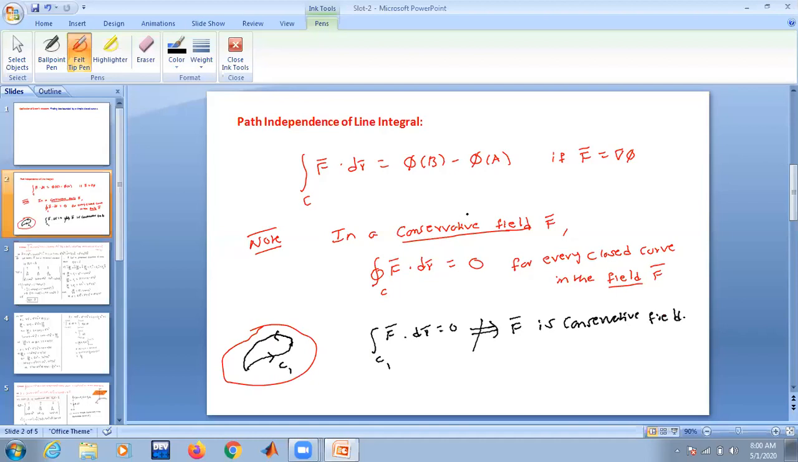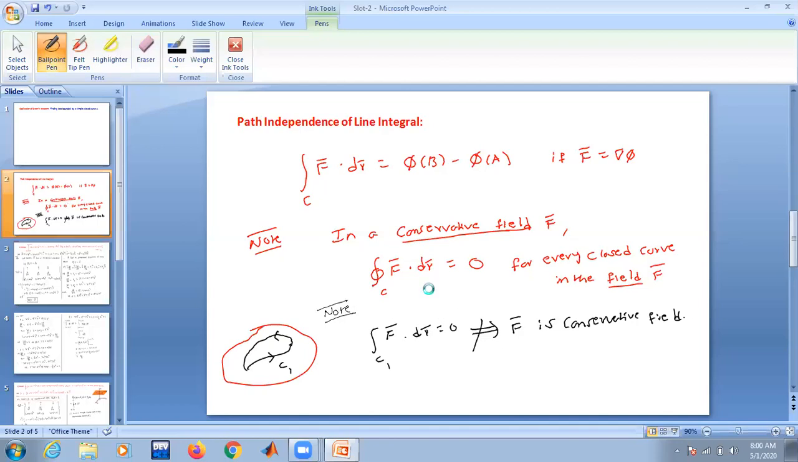If it is a conservative field, the integration is going to be 0. But if the integration is 0, you cannot immediately say that it is a conservative field. The field may be conservative, it may be non-conservative. In a non-conservative field, the line integral over a simple closed curve may be 0 or may not be 0. Whereas in a conservative field, the line integral will definitely always be 0. Is it clear? Please make a note of this. This is an important note.